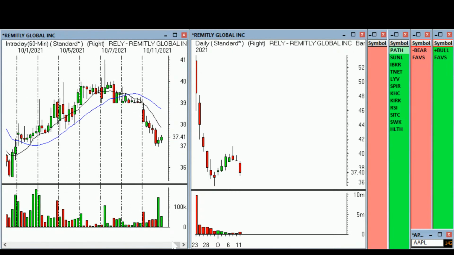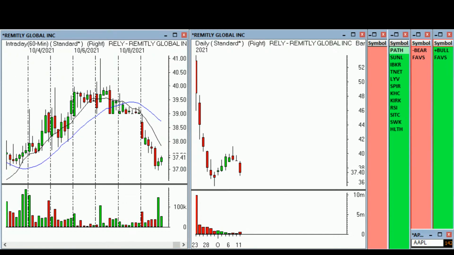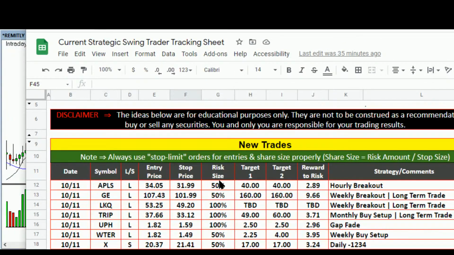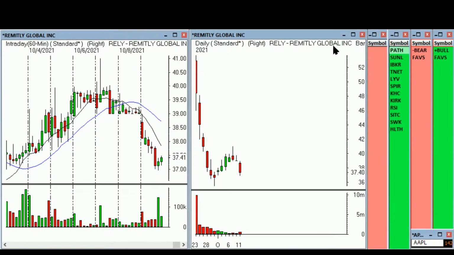Okay. How do you size your swing trades? Either $1,000 or $2,000 risk per play. So if the newsletter shows 50% risk, that means $1,000 risk for me. If it says 100% risk, it means it's a $2,000 risk. Okay. And then I follow a formula. So share size equals risk amount, which, as I told you, is either 1,000 or 2,000, divided by stop size, which is the difference between the entry price minus the stop price. So that's the formula that I use.